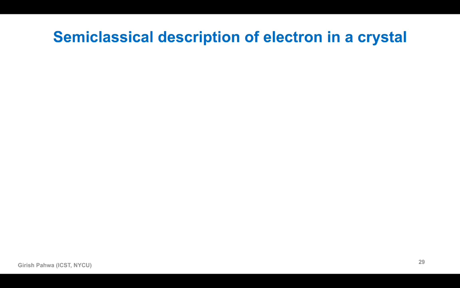So an electron in a crystal is in the form of a wave packet. It follows a law similar to Newton's law. Why I'm saying similar will become clear.